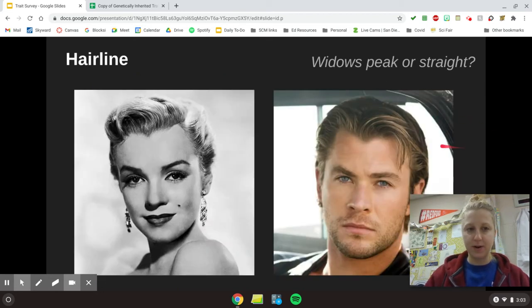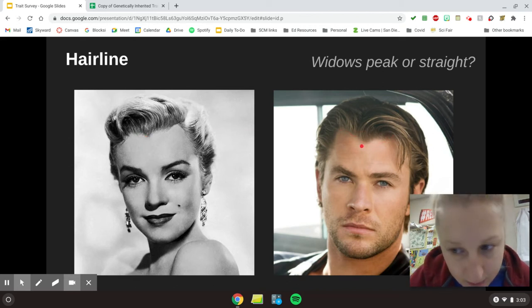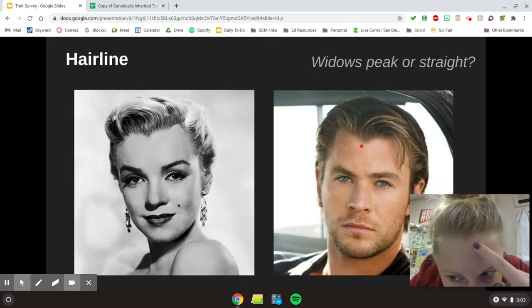Hairline shape. We're looking for a widow's peak or no widow's peak here. A widow's peak is when the hair comes down to a point. Usually the point is pretty much at the middle of the face, middle of the forehead. I definitely have one of those. You can see a little bit of a point there.